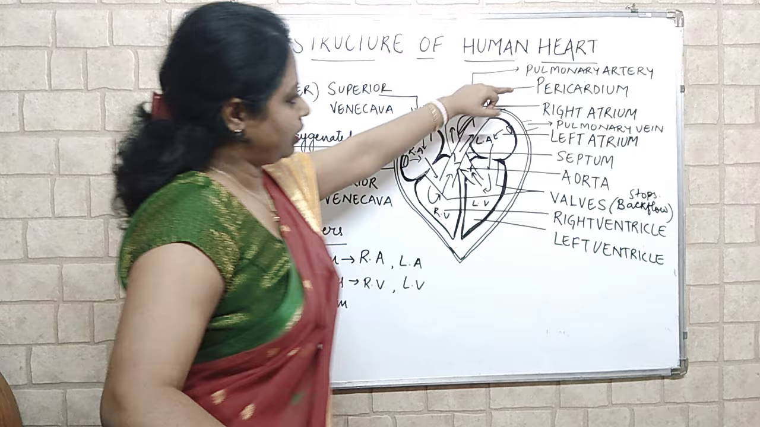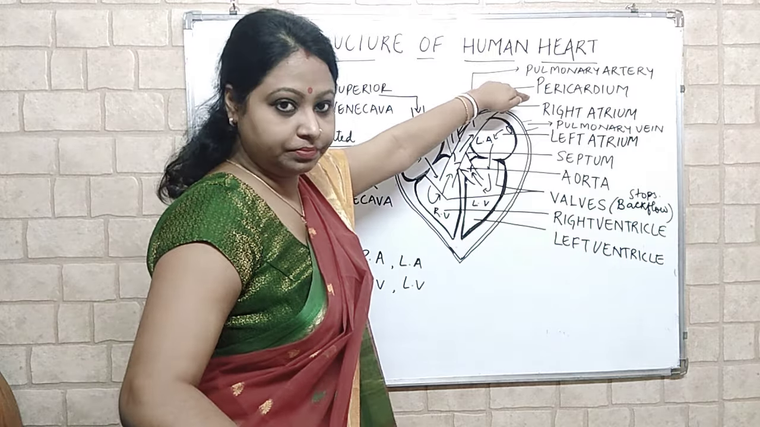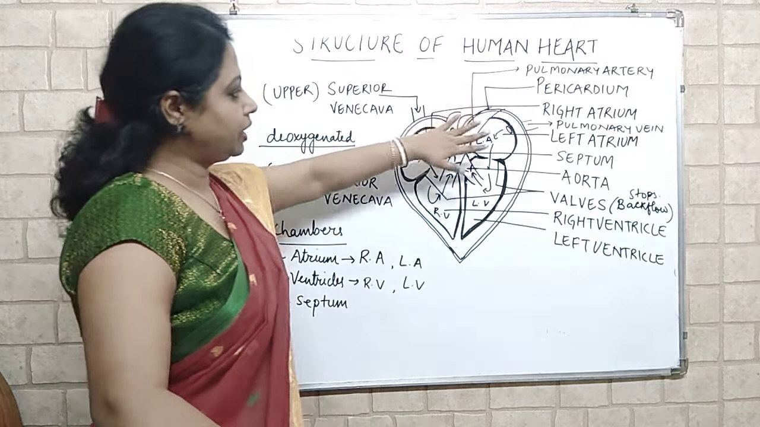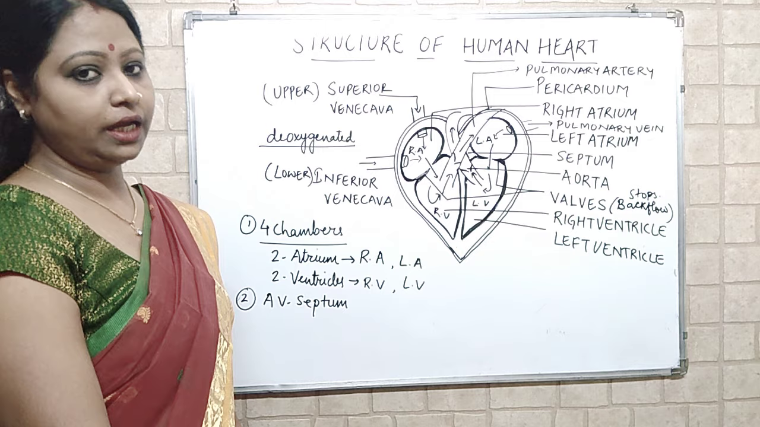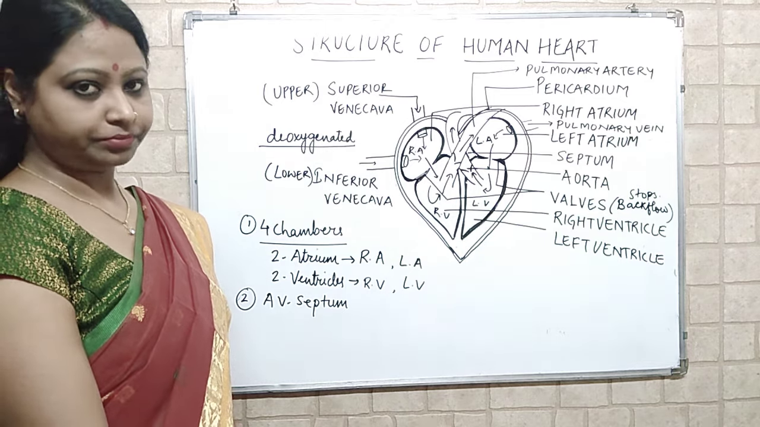The outer covering of the human heart is known as the pericardium. Inner to this pericardium, it is totally made up of muscles. We all know that the heart is made up of cardiac muscles. The function of the heart is to pump the blood, and it is the main organ of the circulatory system.